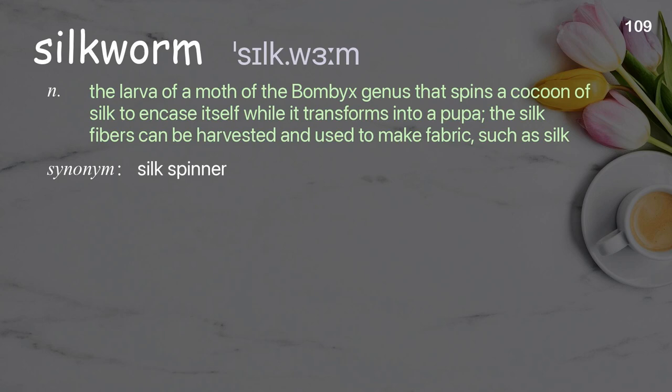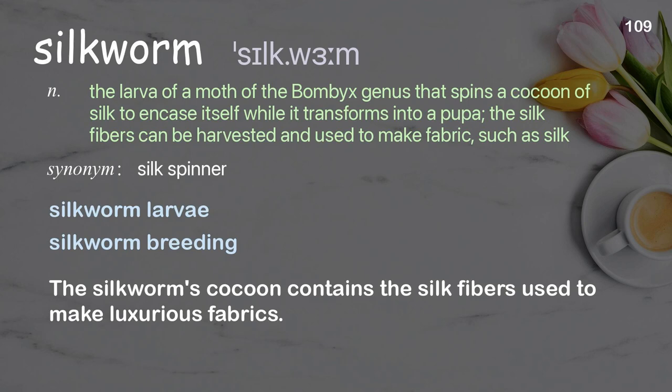Silkworm. The larva of a moth of the Bombyx genus that spins a cocoon of silk to encase itself while it transforms into a pupa. The silk fibers can be harvested and used to make fabric, such as silk. Examples: silkworm larvae, silkworm breeding. The silkworm's cocoon contains the silk fibers used to make luxurious fabrics.